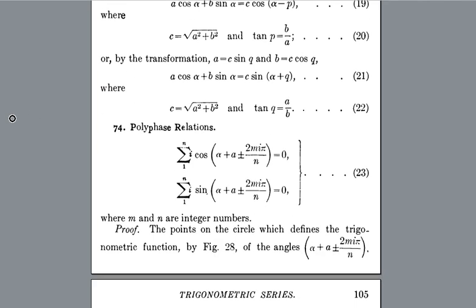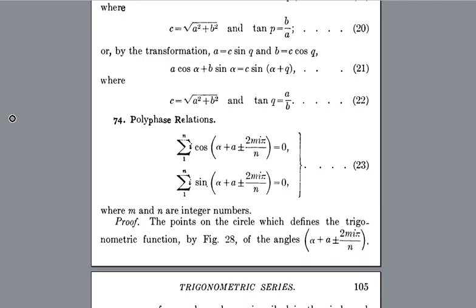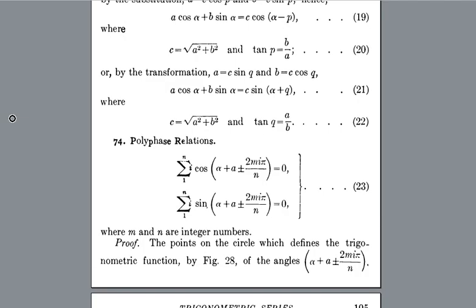74. Polyphase relations. The sum of the cosine of the angle alpha plus A plus or minus 2 times m times I times pi divided by n over all I from 1 to n equals 0. The sum of the sine of the angle alpha plus A plus or minus 2 times m times I times pi divided by n over all I from 1 to n also equals 0. Here, m and n are integers.